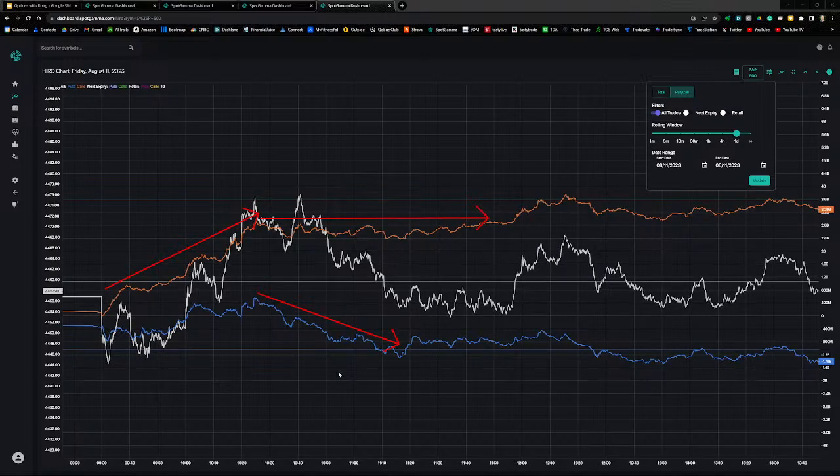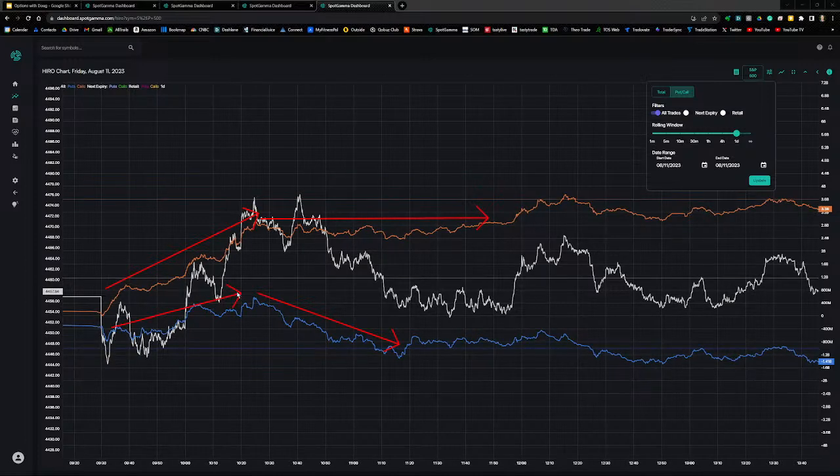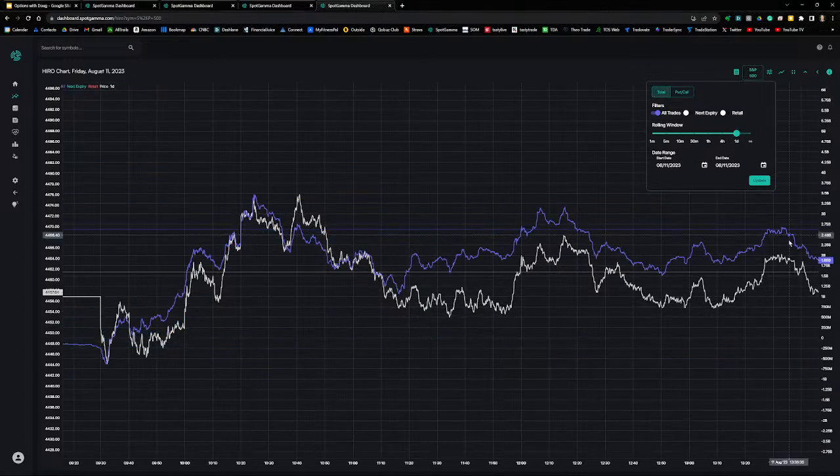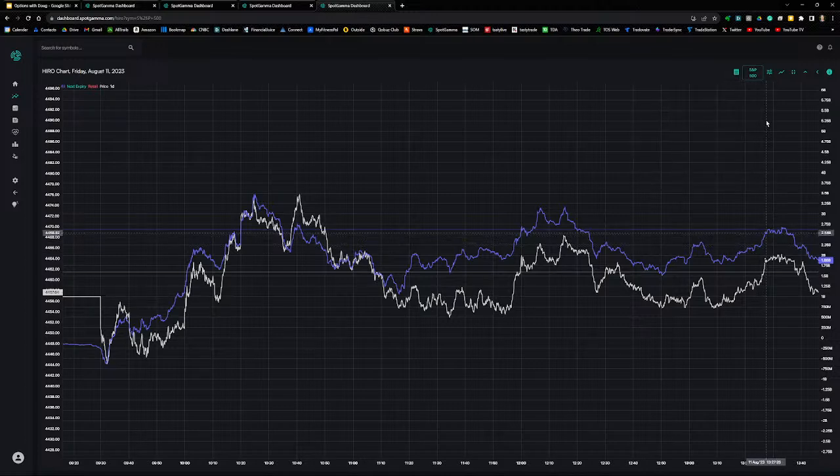So very clear picture of what traders were doing. So again, in the morning they were buying calls and selling puts, moving price higher, and then the activity shifts right around 10:20 and price moves lower right around 10:40. So that's some very clear indication of hedging flow and price action in the S&P 500 today from Hero.